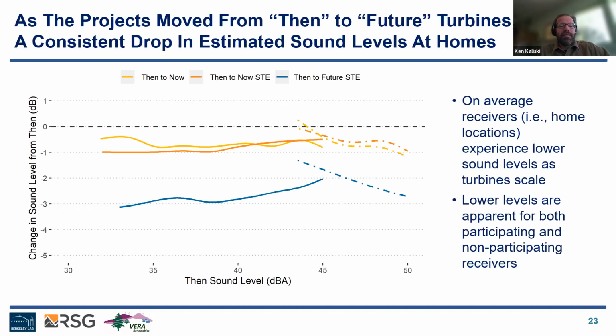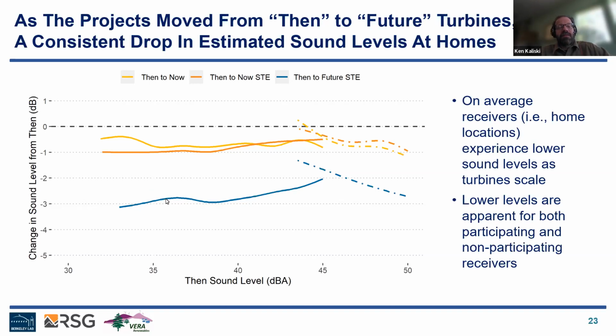So I'll give you an example. These three curves represent in yellow, then to now, in orange, then to now with SDE, and then in blue is the then to future with SDE. So, for example, for those who were receiving 35 decibels in the then scenario, the then to now, you're getting maybe a half a decibel drop in sound levels now. And then with serrated trailing edges, you probably get another half decibel improvement. But the then to future, we're getting almost a 3 decibel drop in sound.